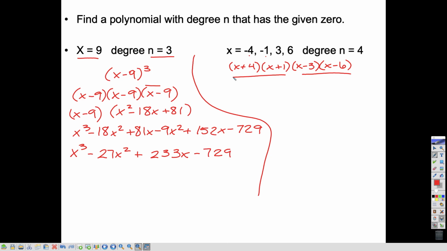I'll tell you what these two are so you can get that far. Can we combine like terms in the first part? Yes, when you FOIL that out, you should combine it to x squared plus 5x plus 4. And then you should get x squared minus 9x plus 18. Then you multiply those two together, and that's just a procedural distribute.